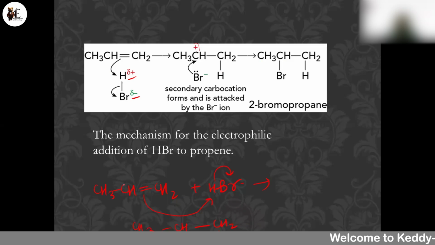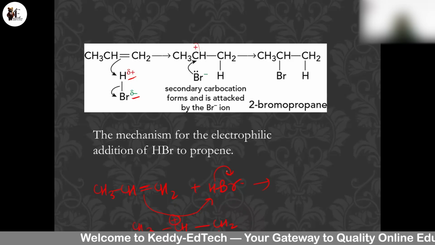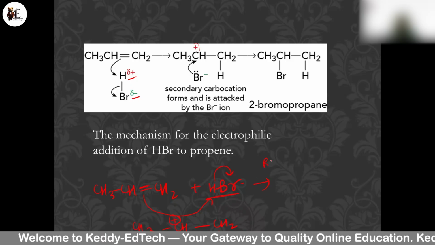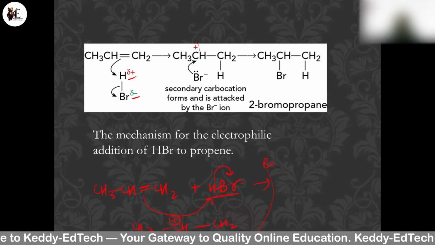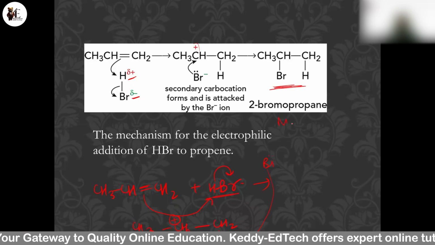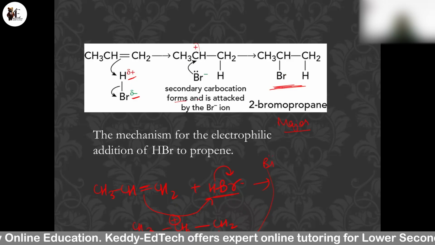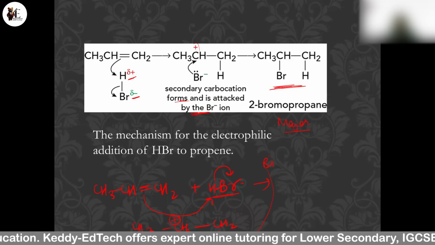Then at this position, since the double bond is getting converted to a single bond, we have a carbocation. And at this carbocation, the bromine which leaves in this step with the lone pairs will attack this carbocation, and the formation of 2-bromopropane will occur, which is the major product. So a secondary carbocation forms, and it is attacked by the bromide ion.